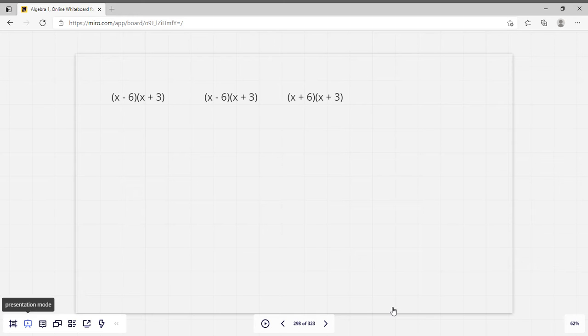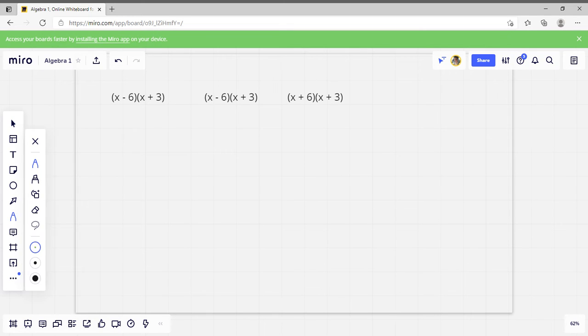We've got these where we have two rainbows. So x times x would be x squared. X times 3 would be 3x. Remember, then we do negative 6x. And then we do negative 6 times 3, which is negative 18. We get x squared minus 3x minus 18.